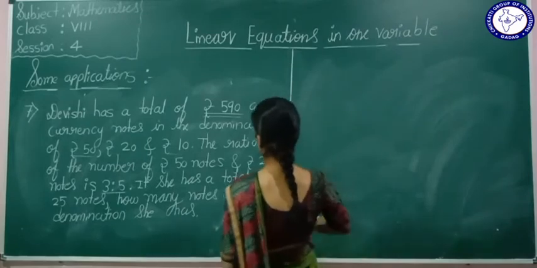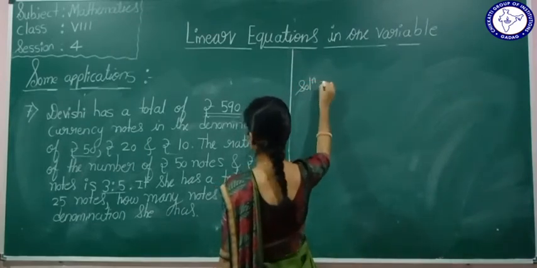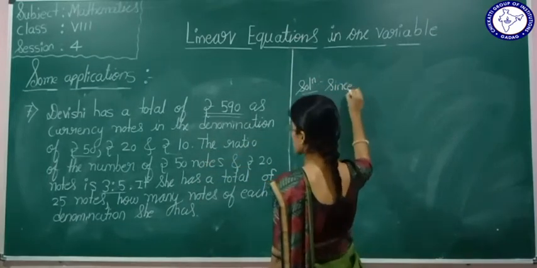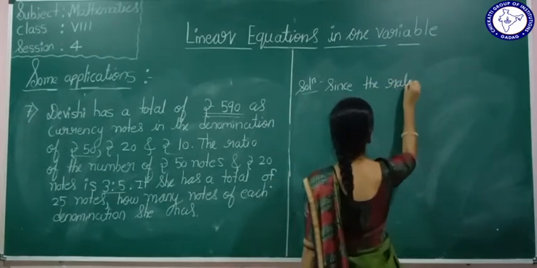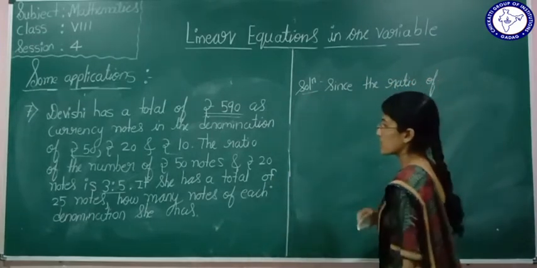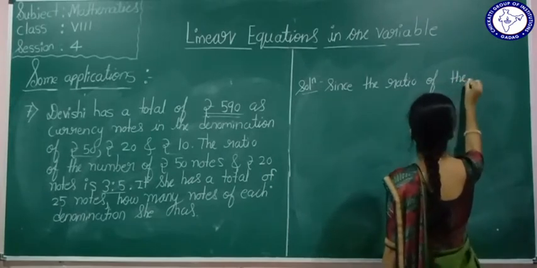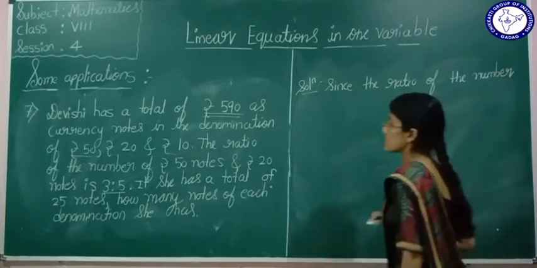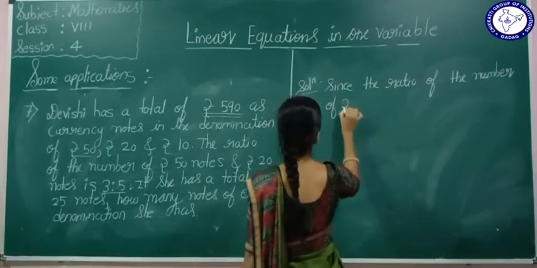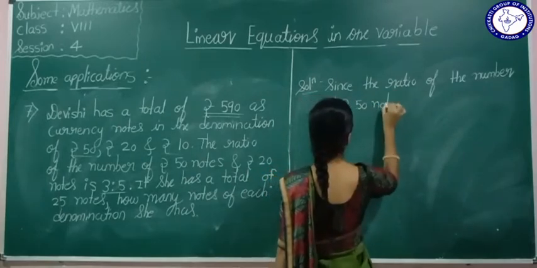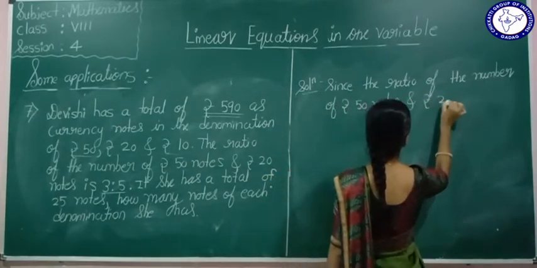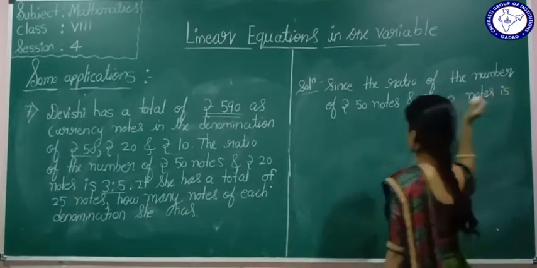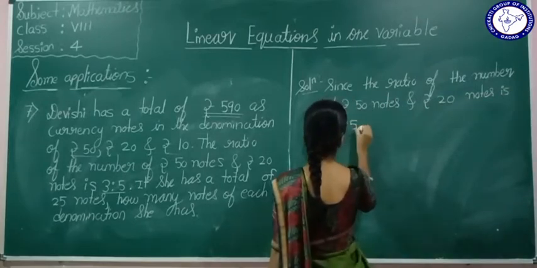Now see here, solution. They have given these ratios. Since the ratio of the number of rupees 50 notes and rupees 20 notes is 3:5, they have given this.